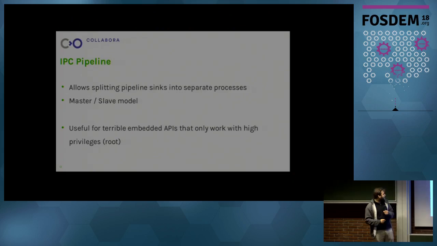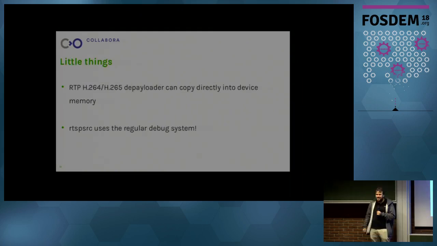Some little things, something I discovered this week when I was reading the Git logs preparing this talk, is that the RTP H.264 and H.265 decoders can now take the memory from the downstream element, the next element in the pipeline, and write directly in it. This means that if you have a hardware decoder that needs linear memory or some kind of CMA or something special, you can have it allocate the memory, and the depayloader will just write directly in it. RTSP source finally uses the regular debugging system.